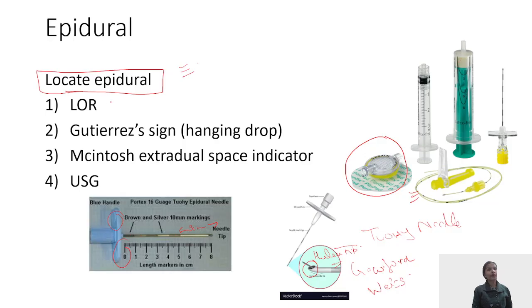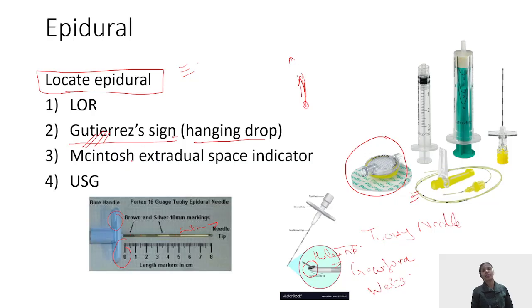One is the loss of resistance syringe, we already told you. Other is the hanging drop method: this is the needle, this is the drop which is hanging. Whenever the vacuum comes, this will get sucked in. This is also known as the uterus sign. This is asked, hanging drop method or the uterus sign. Then you can have the Macintosh extradural space indicator. These are certain equipments which are actually used to identify that space.